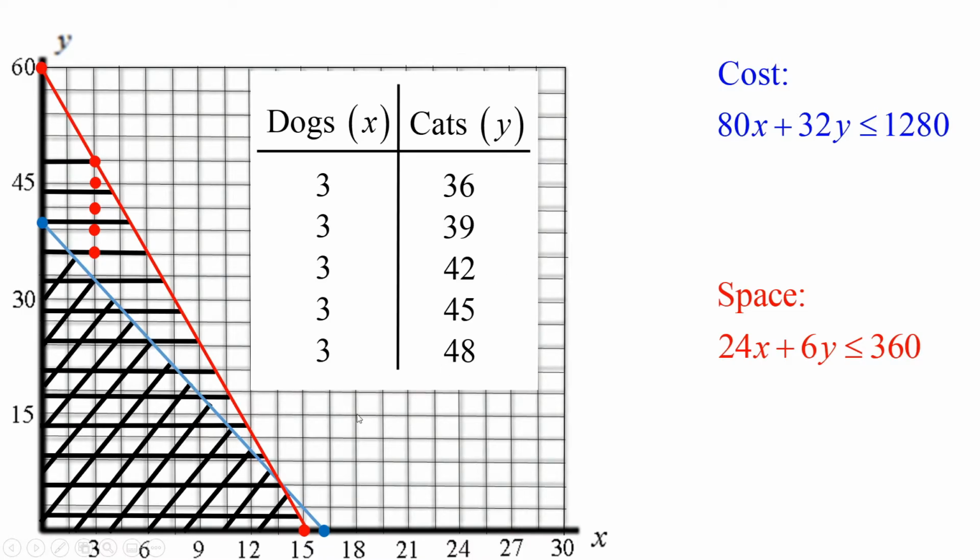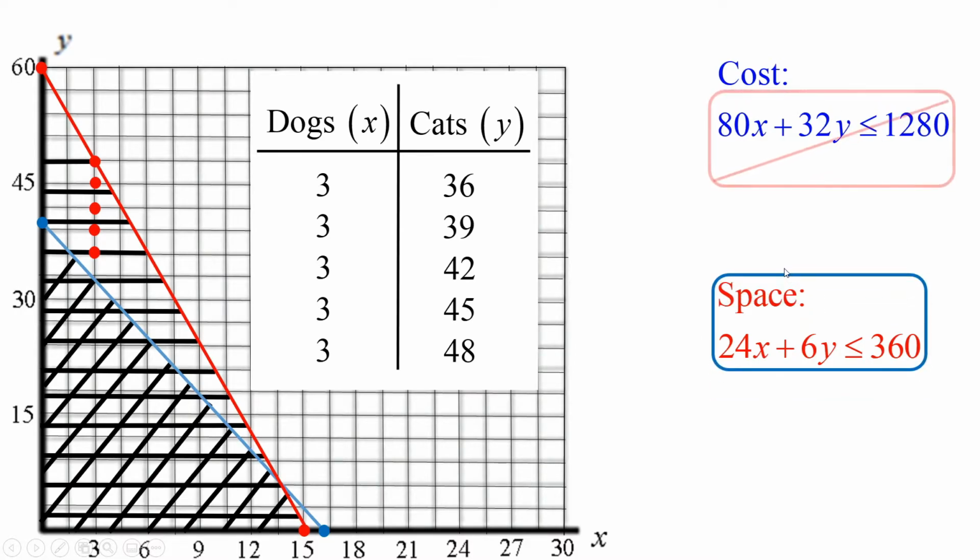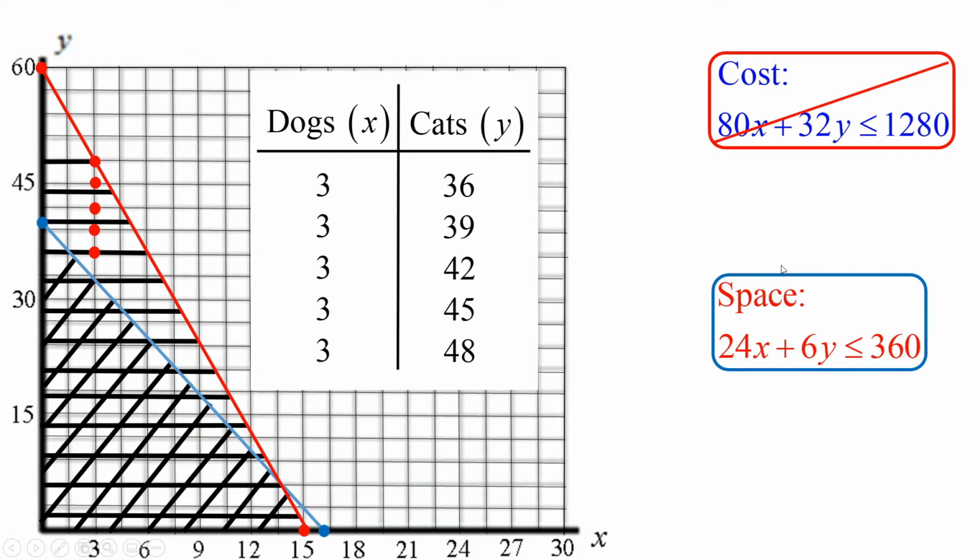Carlos and Clarita cannot have 3 dogs and 36 cats. It won't work, because they don't have the money. Okay, cool. So space, that worked. Cost, I'm sorry, Carlos, Clarita, but you don't have the money for that.